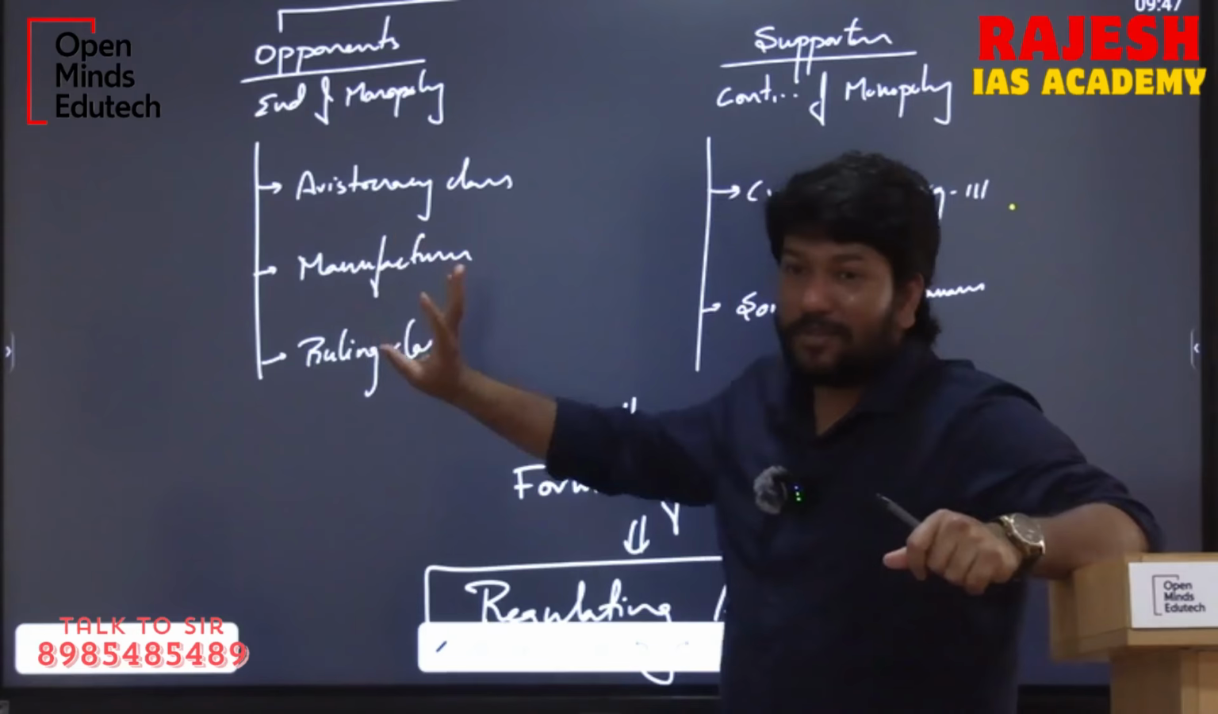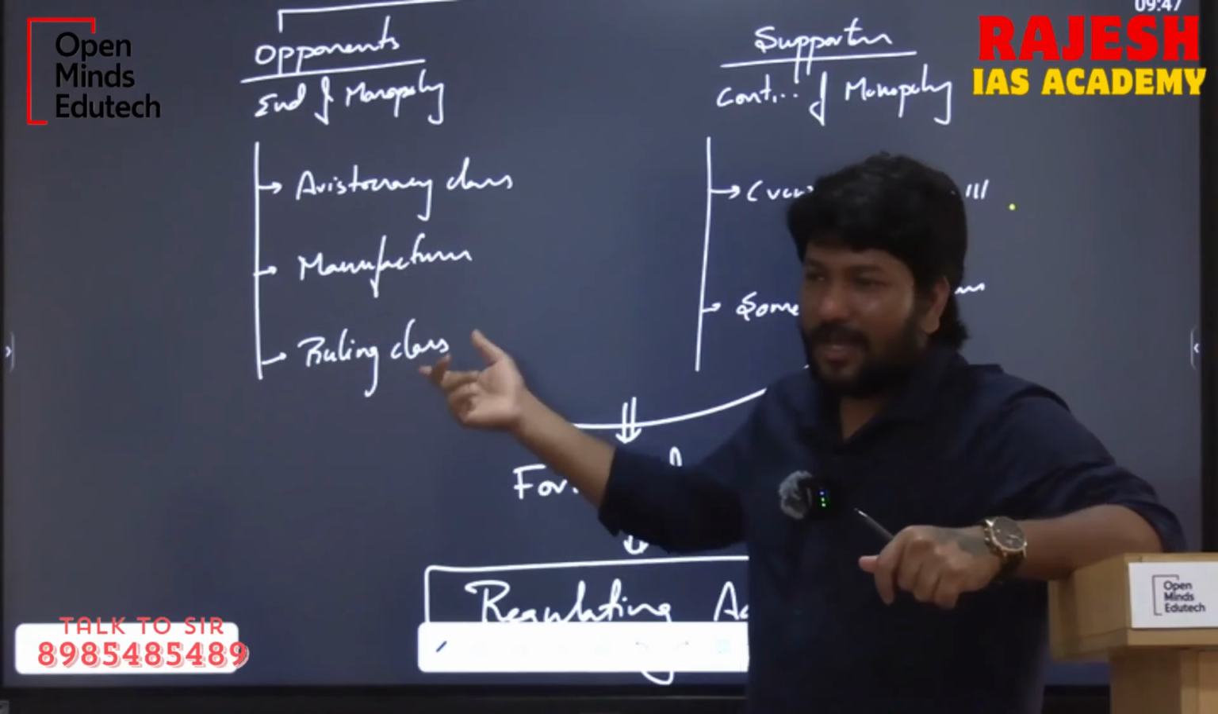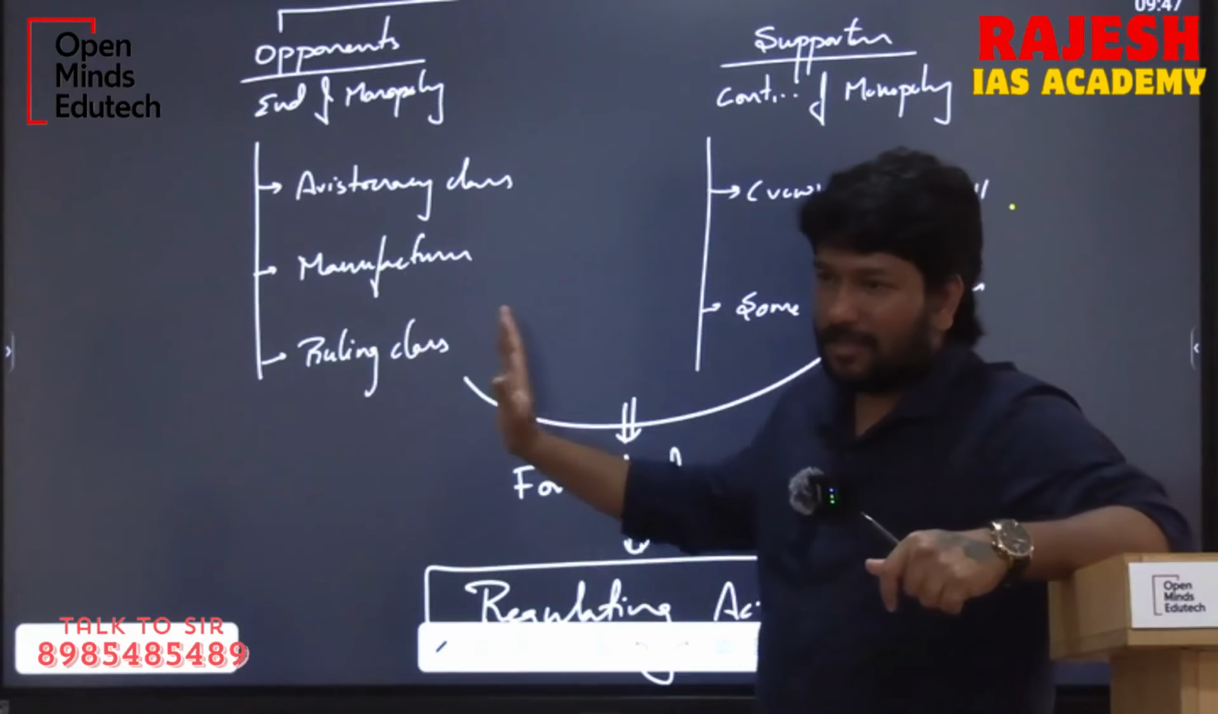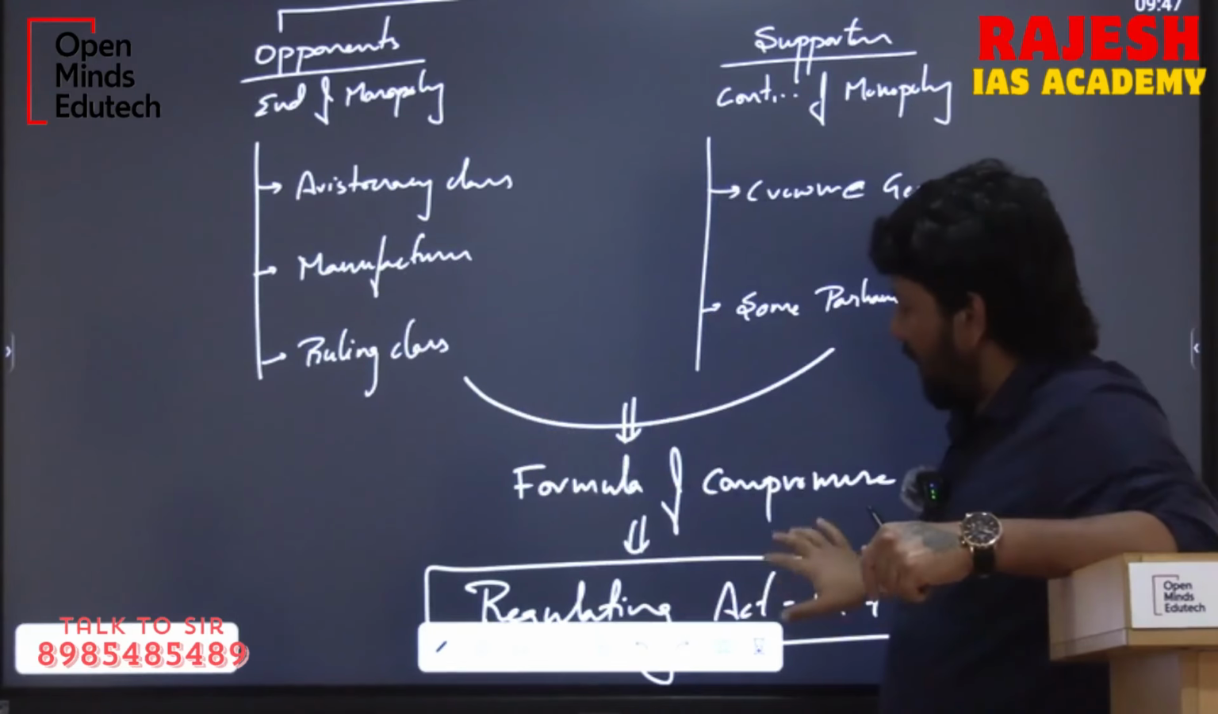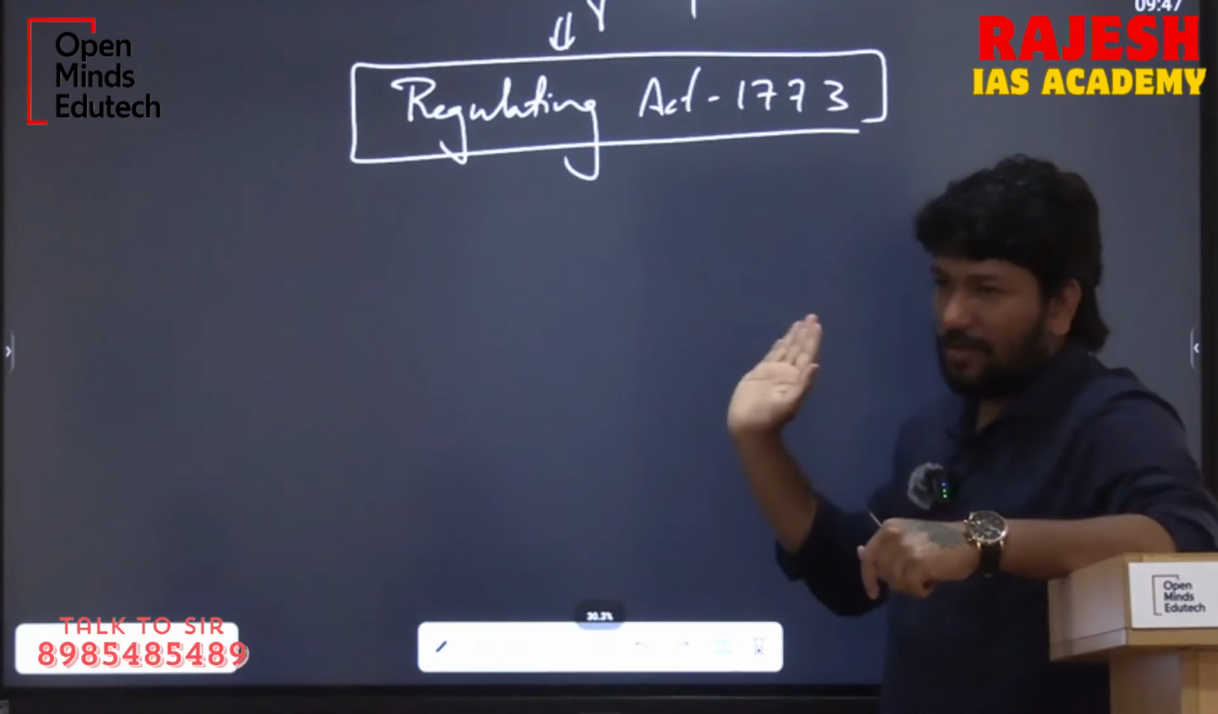So the manufacturers became strong because of the peak of the industrial revolution. We will discuss each act. I will discuss the background, then you will discuss these groups. You should understand, then you will understand what the provisions are. Got it right? What is the provision?